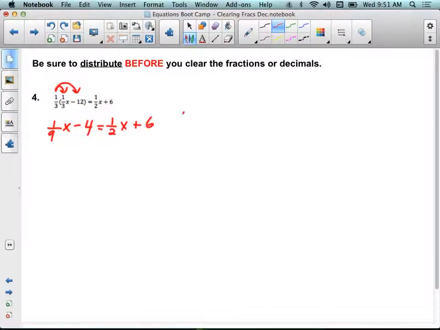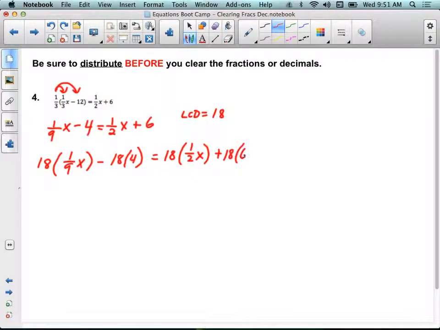Because now I'm going to want an LCD of 18. That would be a number that 9 and 2 both go into. So I'm going to multiply each term by 18. 18 times 1/9 x minus 18 times 4 equals 18 times 1/2 x plus 18 times 6. 18 over 9 is 2. I can reduce the fraction of 18 and 2. That would give me 9. Now I'm going to multiply this out.